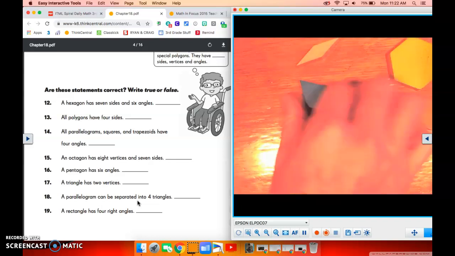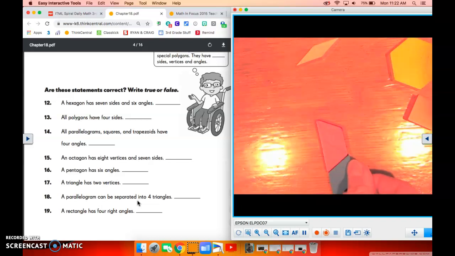Okay, a parallelogram. See if I can do that. Can I do it on there? No, I can't quite make my parallelogram out of that, can I? Oh, I need more than that number of pieces. But I'll draw a picture here for you, okay?